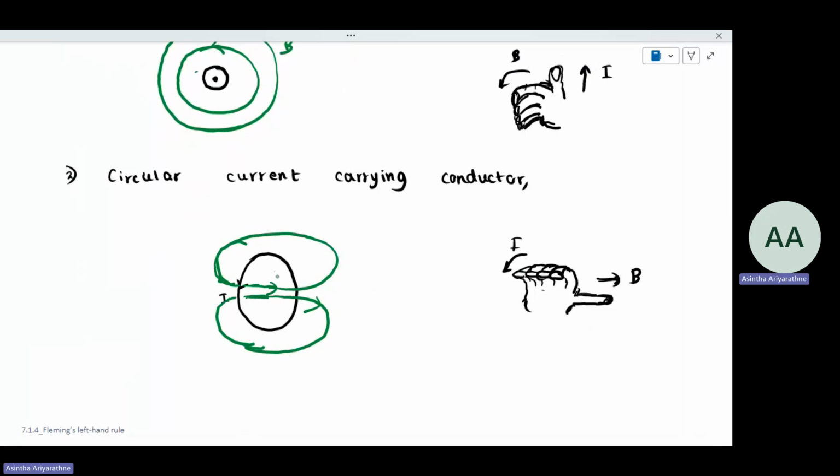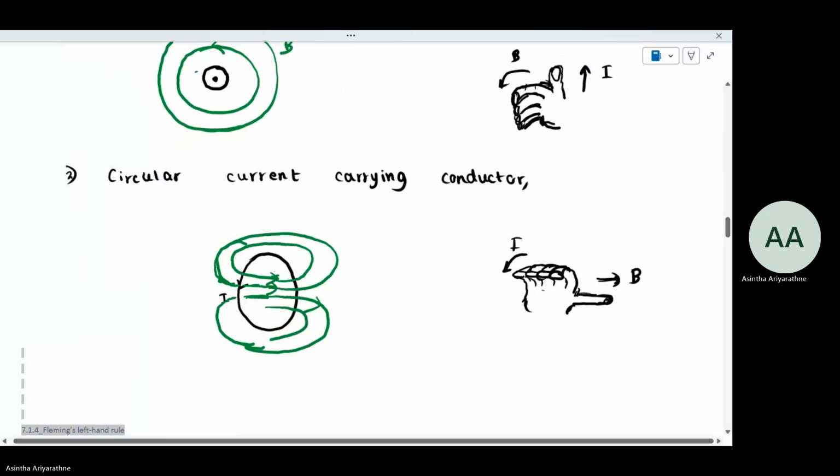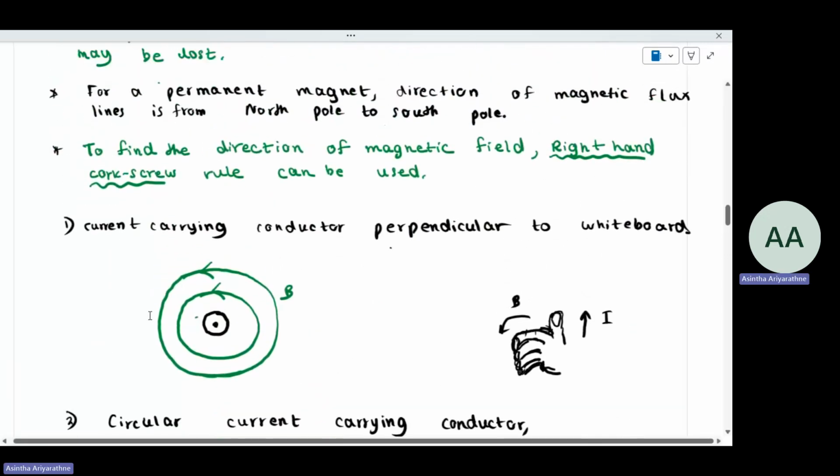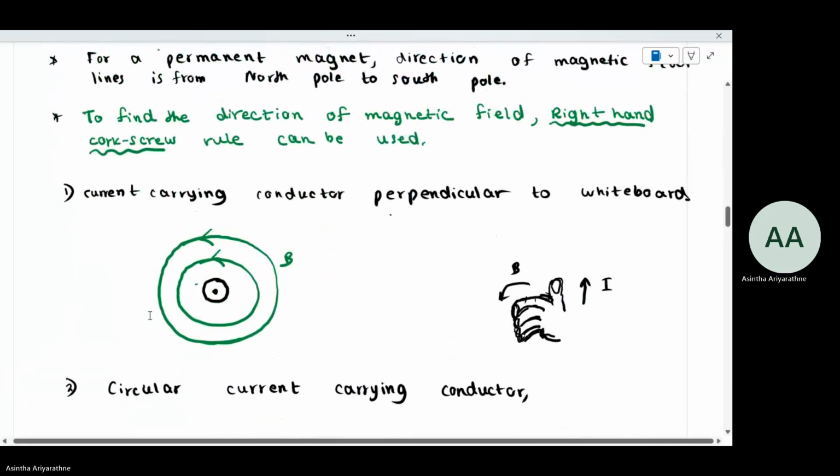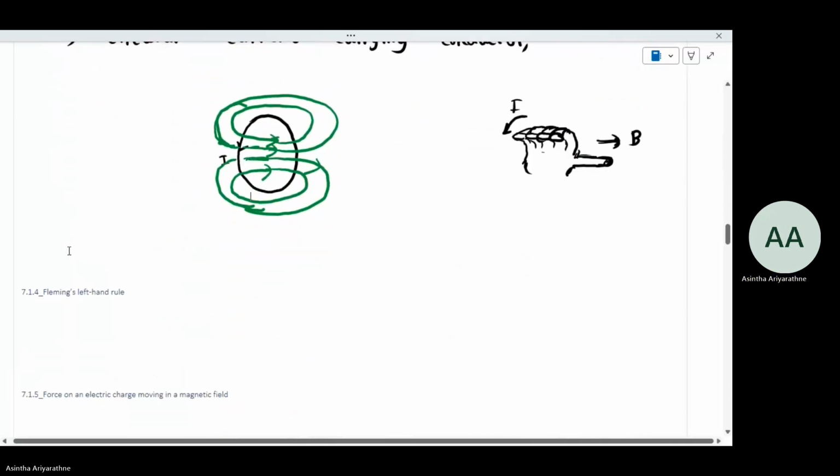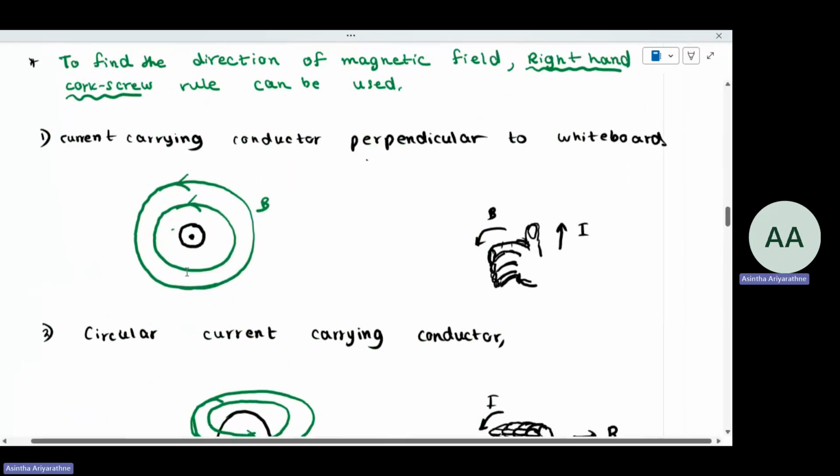So there would be a magnetic field like this around this circular shape conductor, right? So we have to use the right hand screw rule to obtain that. Then we'll see.